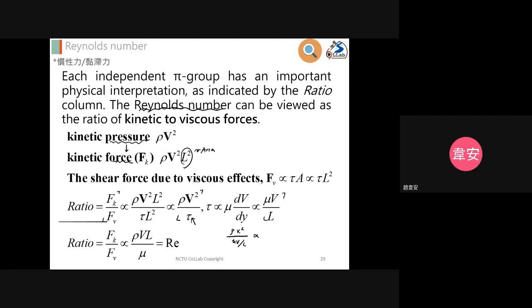Finally, we can cancel out one v, so the upper only has the v, divided by L moved to the upper, and the bottom only has the viscosity property. So you see, after we make the balance, the kinetic force divided by the viscous force is directly equal to the Reynolds number shown here. So usually the Reynolds number will be used if your problem includes the viscosity effect.